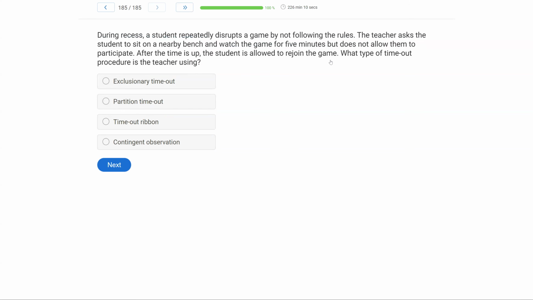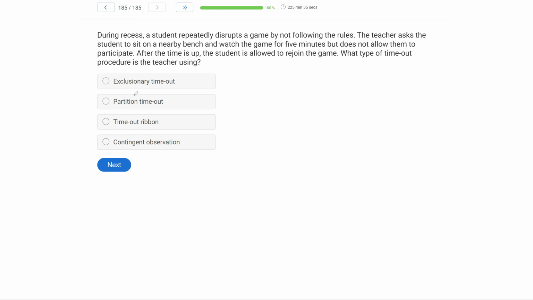During recess, the student repeatedly disrupts a game by not following the rules. The teacher asks the student to sit on a nearby bench and watch the game for 5 minutes, but does not allow them to participate. After the time is up, the student is allowed to rejoin the game. What type of timeout procedure is the teacher using?